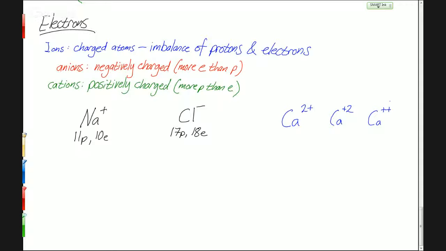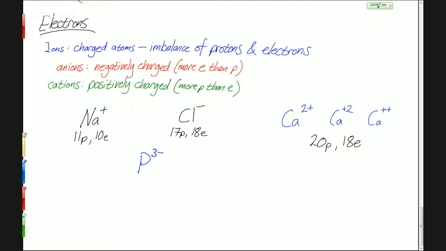How many protons and electrons would that have? 20 protons has to be because it's Ca. And then how many electrons? And 18 electrons. Good. All right, so you think you can do that? All right, we'll try one more.